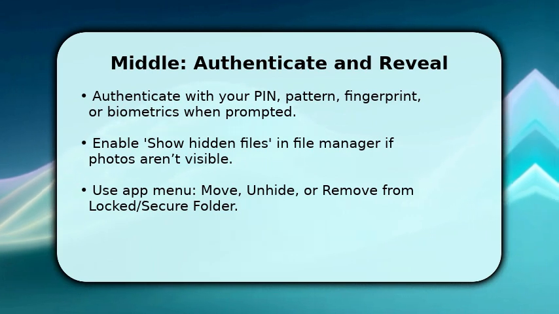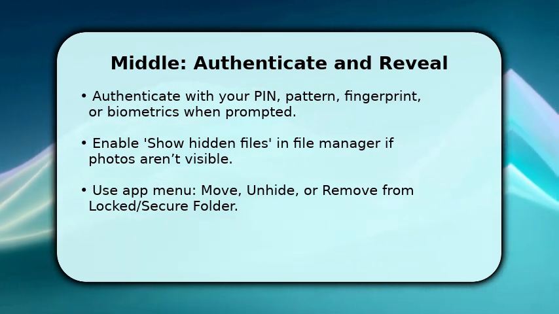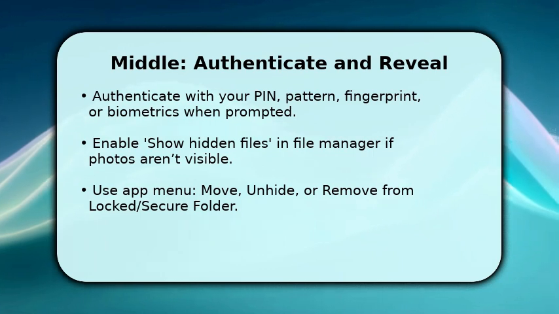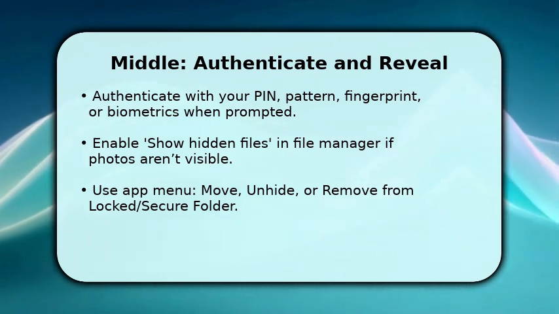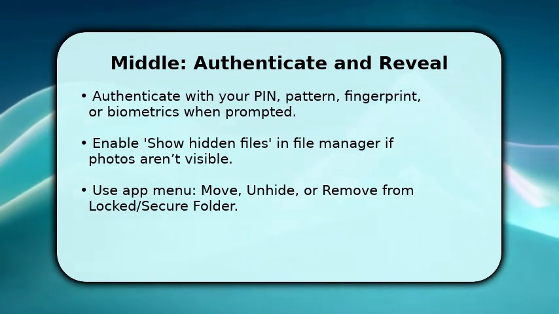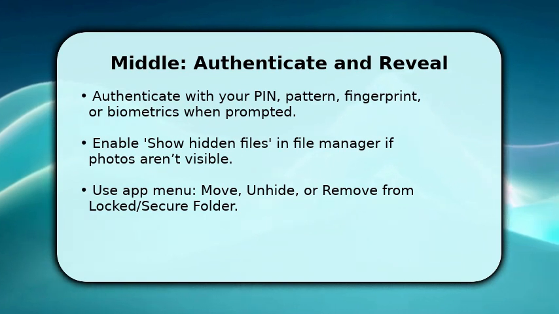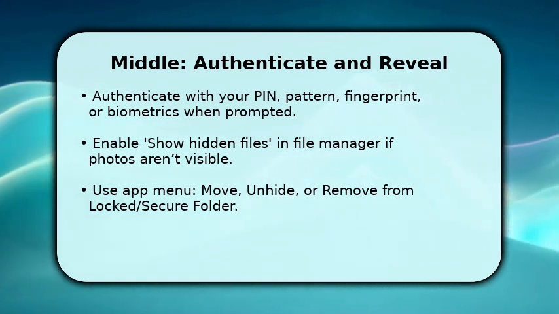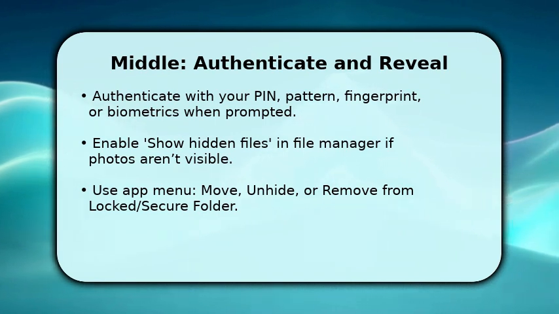If nothing appears, enable Show Hidden Files in the File Manager settings so hidden directories become visible. This reveals files that apps merely conceal. Once visible, select Photos and choose Move Out, Unhide, or Remove from Secure Folder depending on the app. Make sure to move items to a known album or folder so they are accessible in regular galleries.